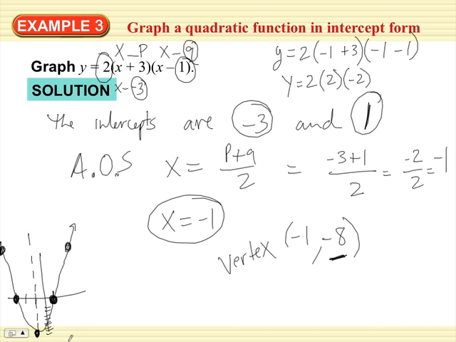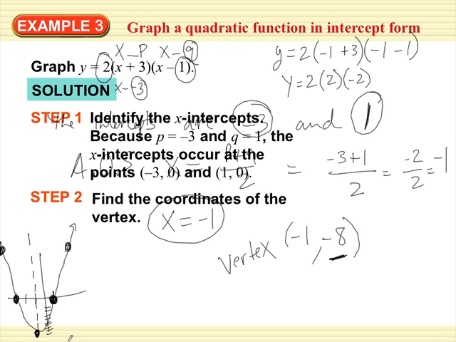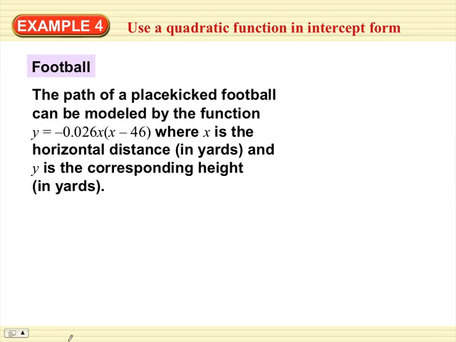So vertex form, intercept form, know both, know how to do them. Okay, well, those are two forms. What's next? Okay, a little word problem again. Use a quadratic function in intercept form. So notice this, it has a picture.